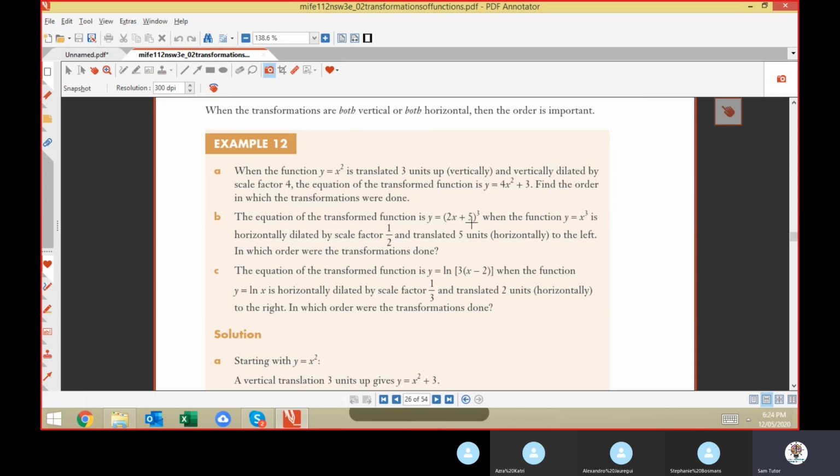Where the equation of the transformation is 2x, when the function is dilated by the scale factor and translated 5 units to the left. In which order were the transformations done? Do you guys know how the transformations would be done to something like this? Do you know what would have happened first, from x cubed to get to 2x plus 5, all cubed?